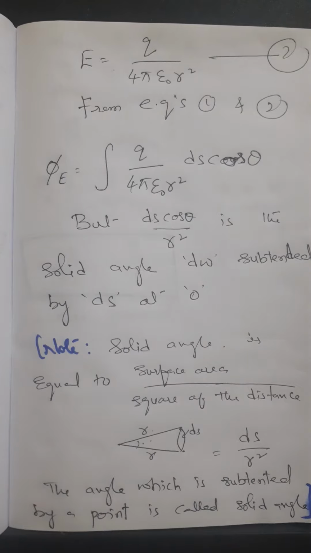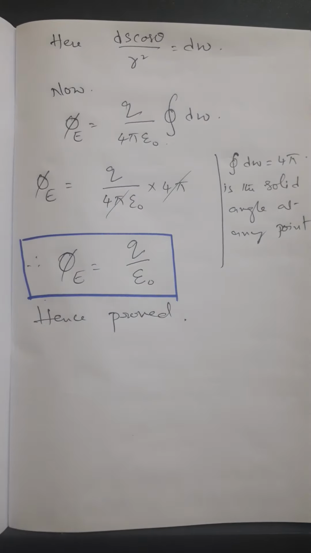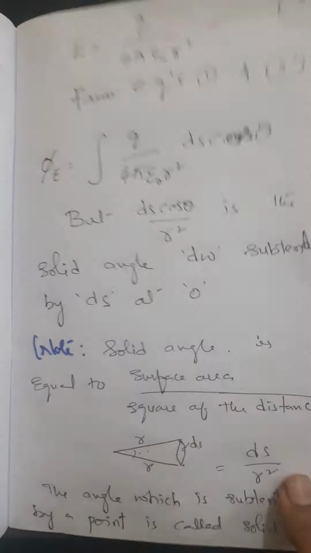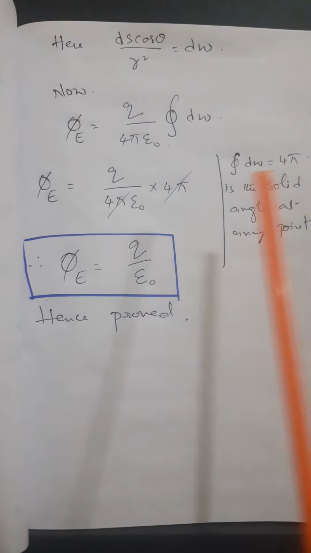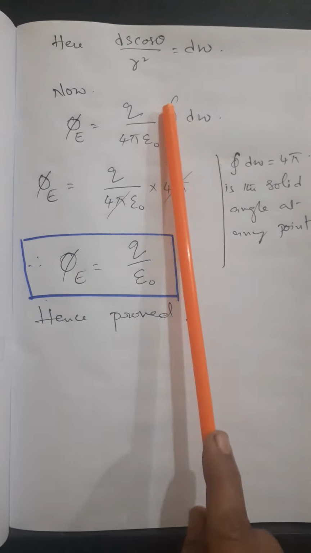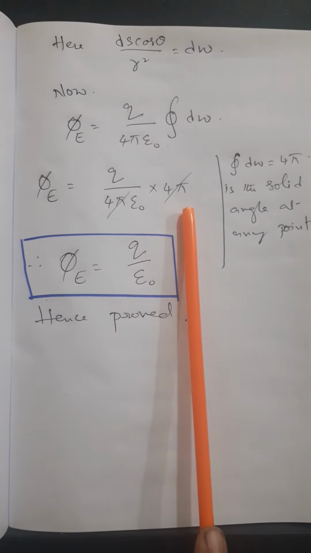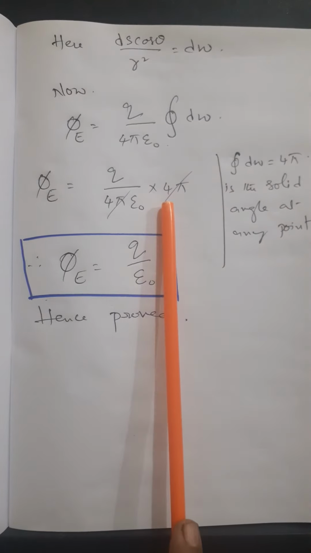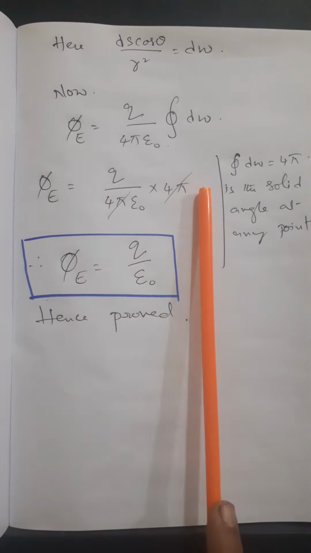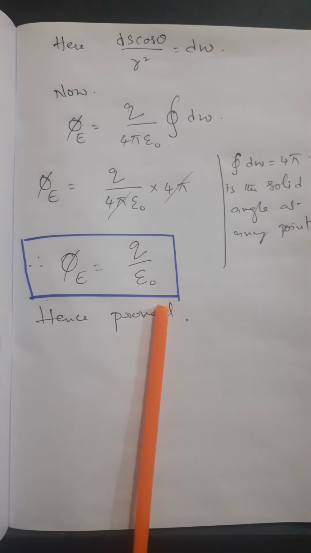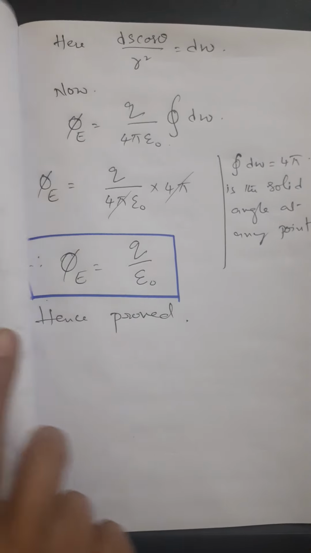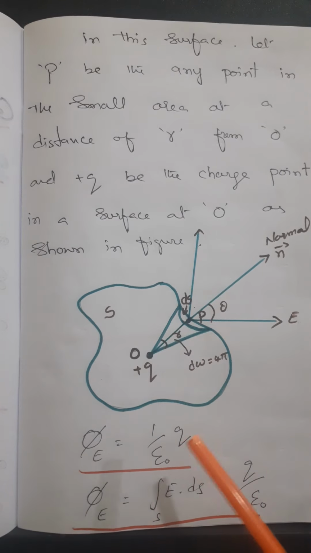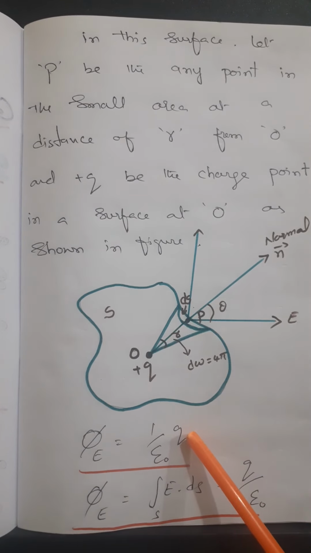The value of the total solid angle is 4 pi, and the solid angle is denoted by d omega. Next, in this equation we substitute ds cos theta by r square with d omega. The integration of d omega, which you have to remember, is 4 pi, the solid angle at any point. So 4 pi gets cancelled, and phi E is equal to q by epsilon naught. Hence we proved that the electric flux through a closed surface is equal to the charge enclosed by the surface divided by the permittivity constant.